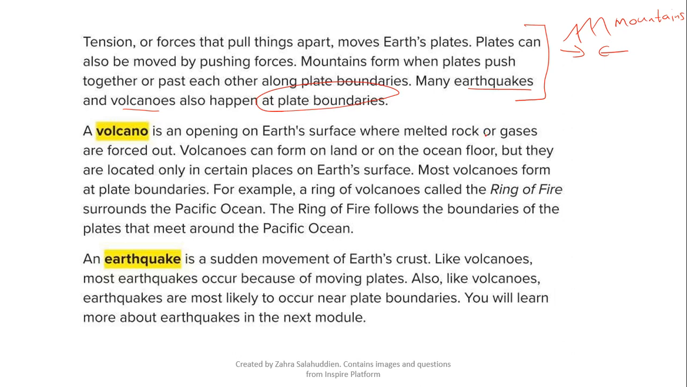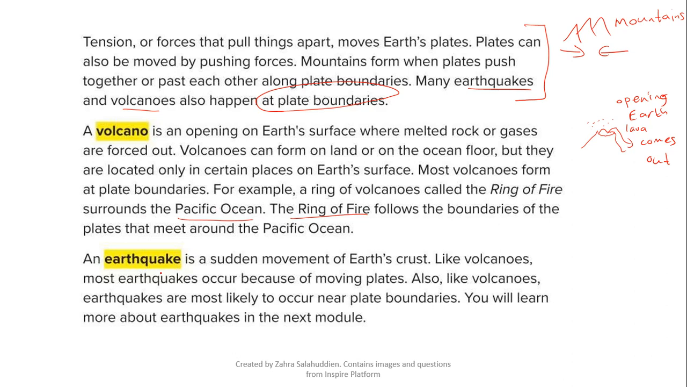What is a volcano? Well, a volcano is when the Earth's surface opens up and melted rock called lava and gas comes out of it, and some dust. So it is an opening in Earth's surface and lava comes out. Most earthquakes happen on plate boundaries, and especially at the boundary at the Pacific Ocean called the Ring of Fire.